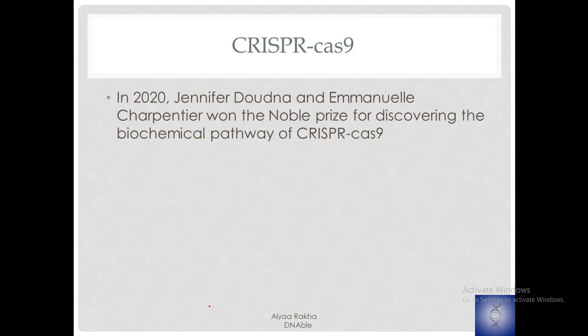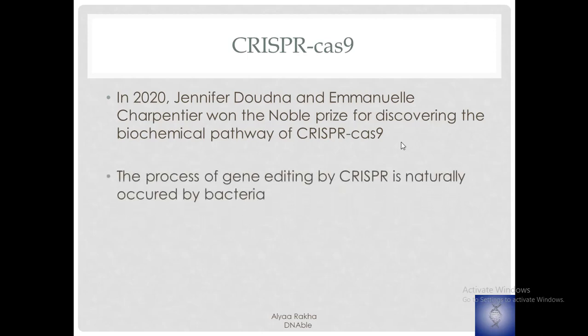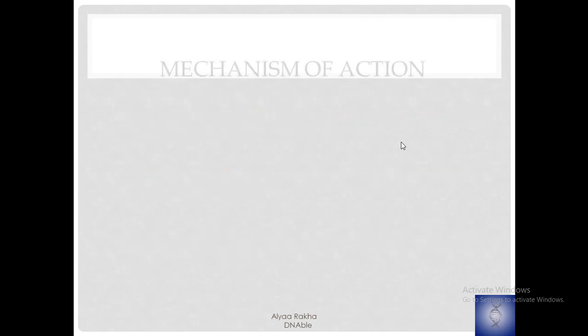In 2020, Jennifer Doudna and Emmanuel Charpentier won the Nobel Prize for discovering the biochemical pathway of CRISPR-Cas9. So that was a very important event in scientific research. Note that we say discover because gene editing by CRISPR is a natural process that occurs in bacteria. Doudna and Charpentier described the pathway of CRISPR-Cas9 as follows.